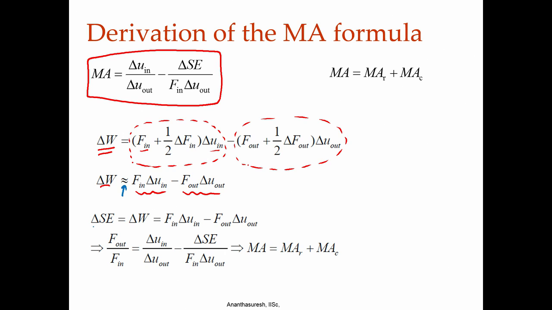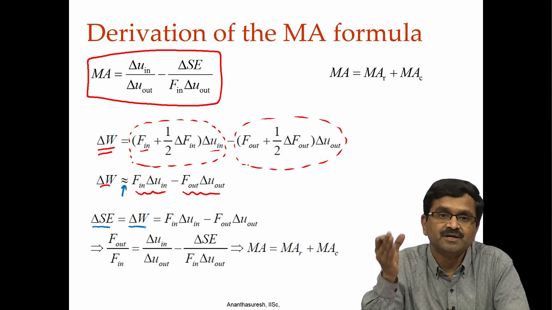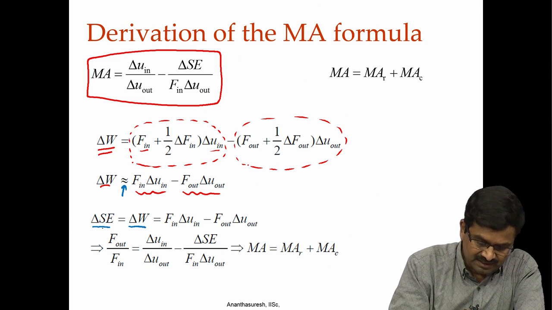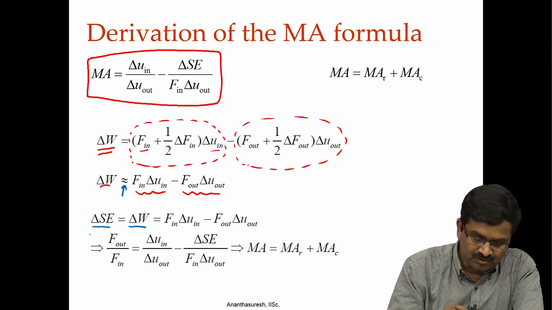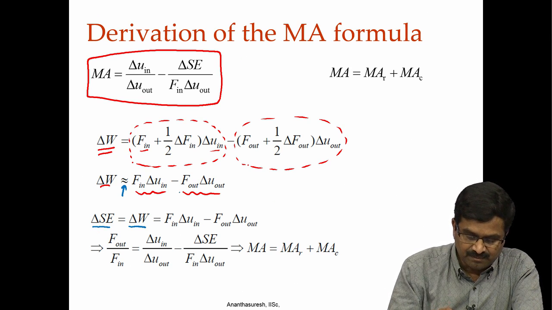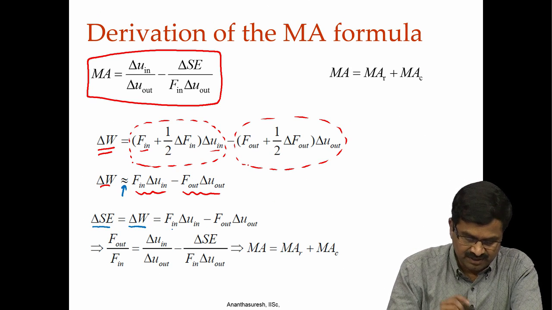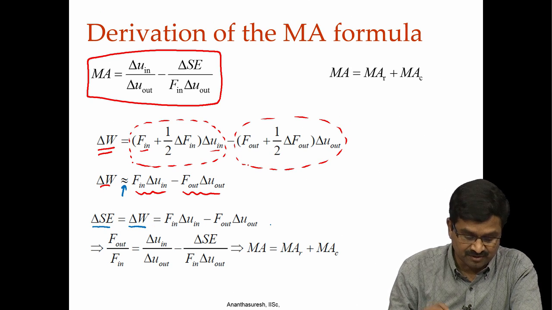Now, this delta SE should be the same as the net work that you have. You are putting in some work by the input force and taking out some because of the output. The difference has to be equal to the energy stored in the compliant mechanism. In other words, delta SE should be equal to the input work, F_in times delta u_in, minus F_out times delta u_out. So, delta SE is equal to F_in times delta u_in minus F_out times delta u_out.